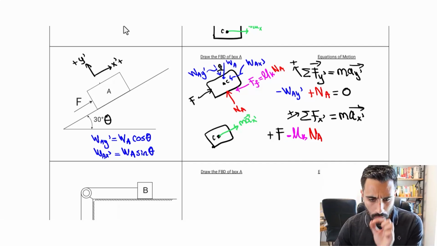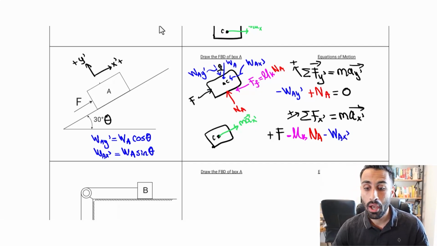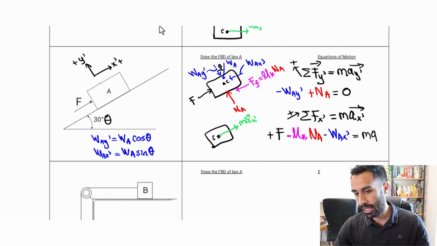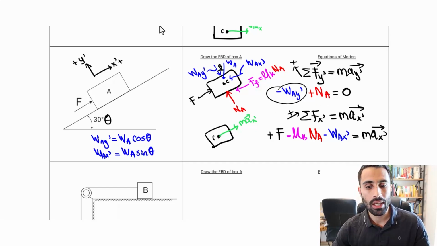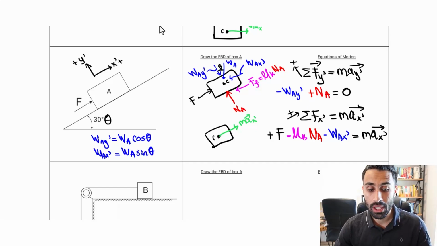Then what else do we have? We have W_A x prime. So that's going to be negative as well. Note that's going to be that. It goes down. And then that equals mass times acceleration in the x prime direction. So with all that, we know we can get the normal at A. The weight of the block is going to be given. So that weight of the box is going to be likely given. We put that in there. We get W_A y prime. Then we can find the normal.